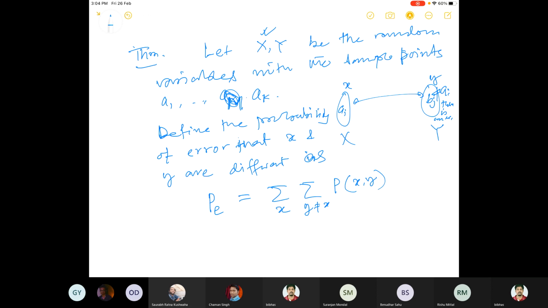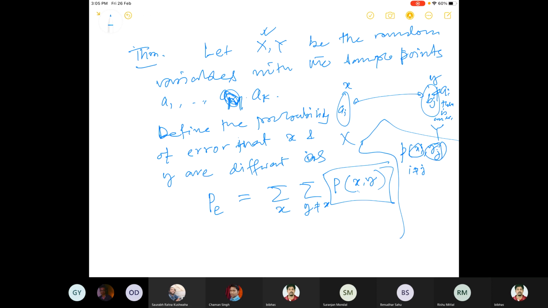What is probability of xy? This is a joint random variable, X and Y. Joint random variable means you know all these probabilities of Xi and Yj for all i and j. Then the probability of this, when X is not equal to Y, so if i is not equal to j, whenever it is, with Xi and Yj from A1, A2, up to AK.